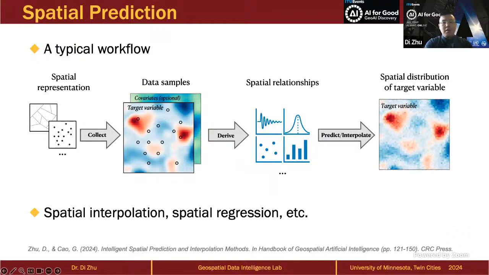In this book, here is an illustrative diagram included in the chapter that summarizes the typical workflow for spatial prediction. We first need to collect data samples based on a certain spatial representation. Keep in mind that these are usually incomplete observations, as shown in these dark circles here. Then we model and derive the complex geospatial relationships that could benefit our prediction. Finally, we can use this derived knowledge to predict a certain target variable so that we can create a more comprehensive mapping and understanding of the world. Traditional methods, including the family of spatial interpolation and spatial regression and many others, all emphasize statistical modeling to derive this so-called spatial relationship knowledge.